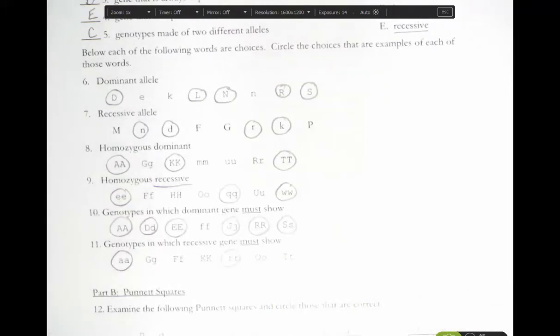Alright, take that paper, hand it back to the person it belongs to. We're going to continue working through Part B.